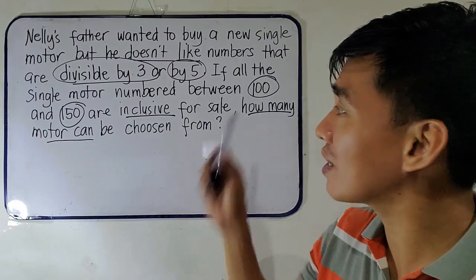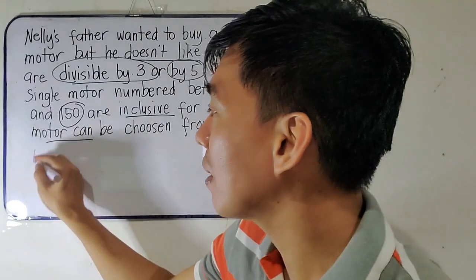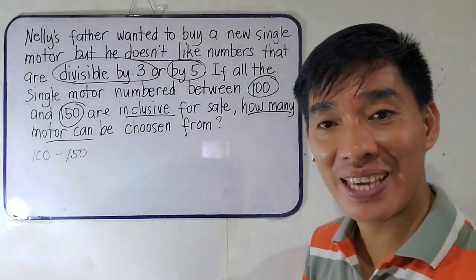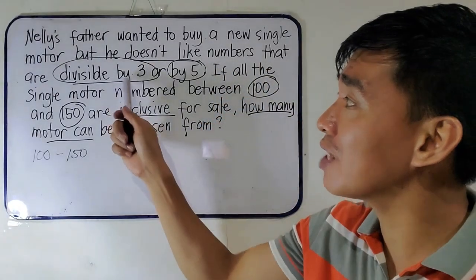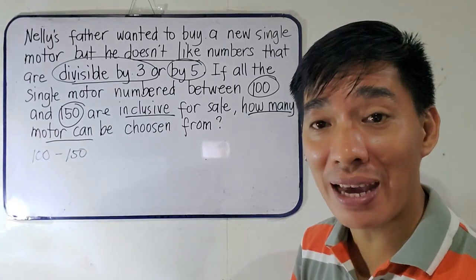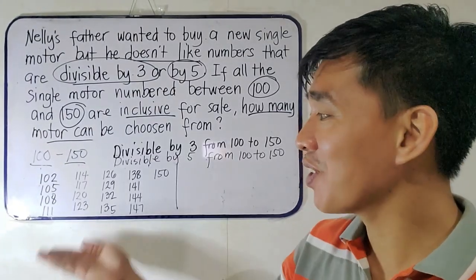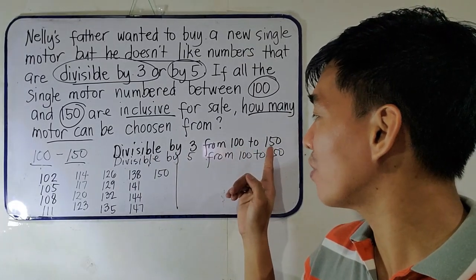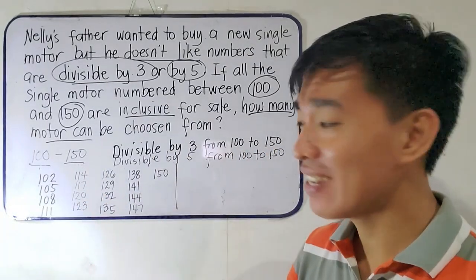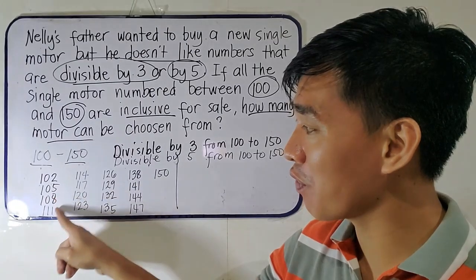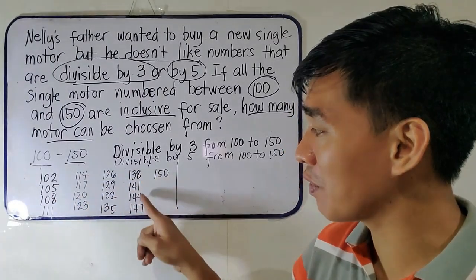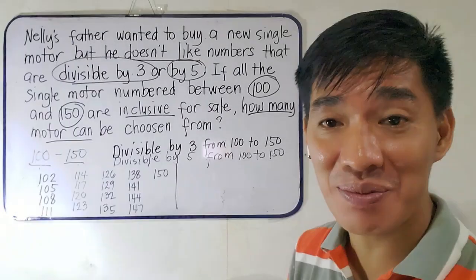So let us take all the numbers divisible by 3 or divisible by 5. The choices should be from 100 to 150, but we have to eliminate those divisible by 3. These are the numbers divisible by 3 from 100 to 150: 1, 2, 3, 4, 5, 6, 7, 8, 9, 10, 11, 12, 13, 14, 15, 16, 17 numbers.